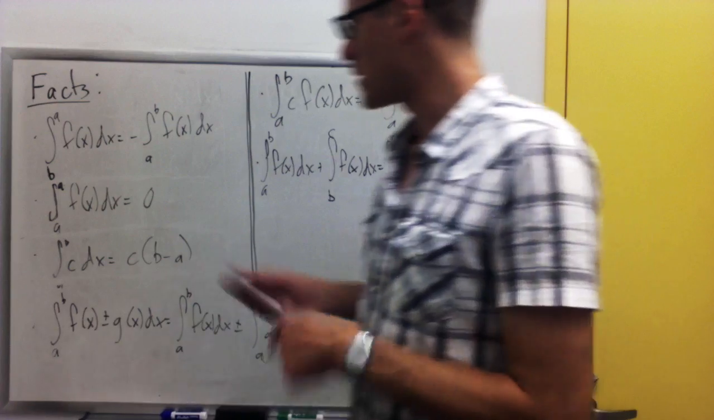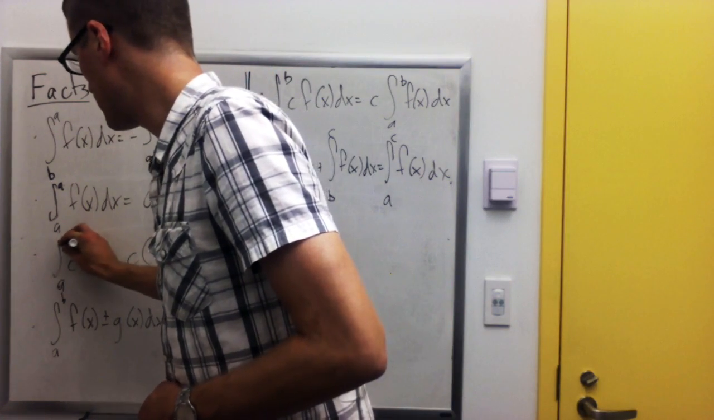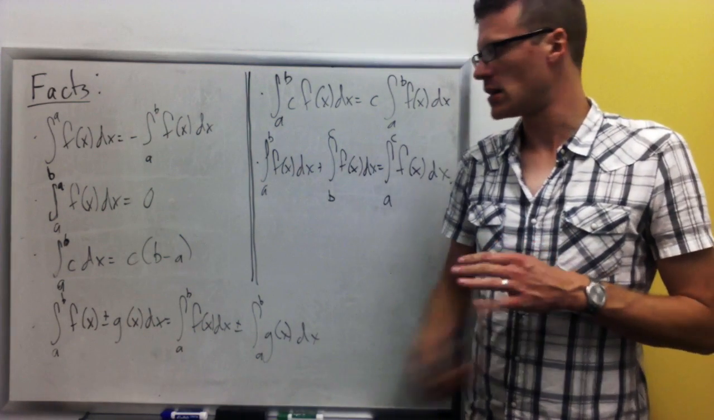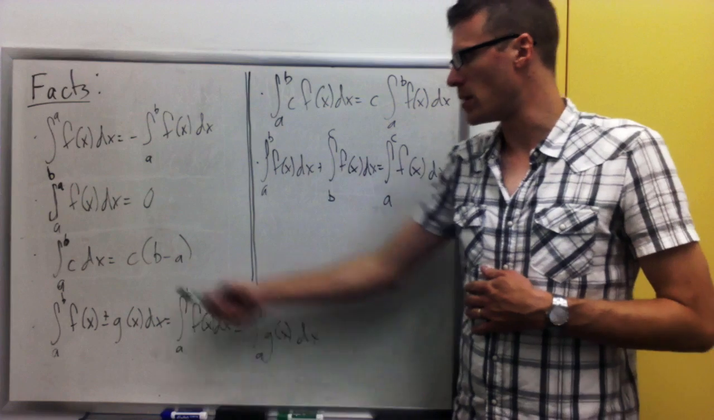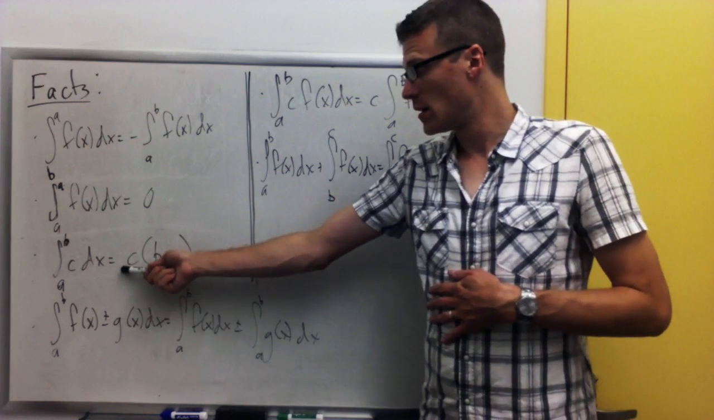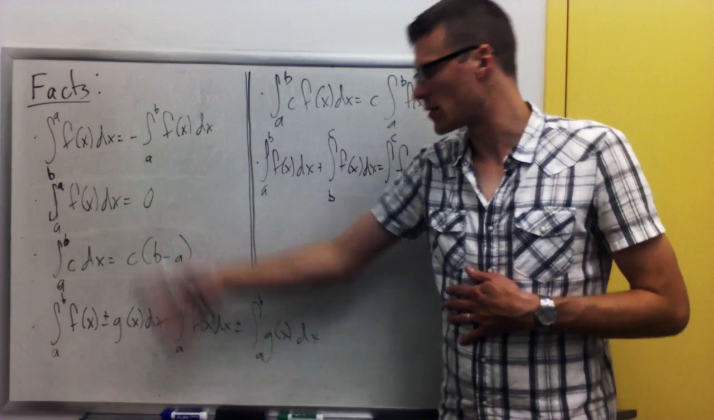If you're integrating a constant from a to b, it's pretty much just a rectangle, and you get c times (b minus a). b minus a is the length of the base of the rectangle, and c is its height. Although if c is negative, we count the area as negative, and it ends up being negative.